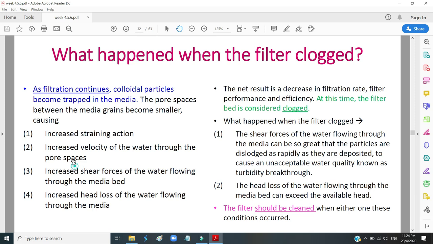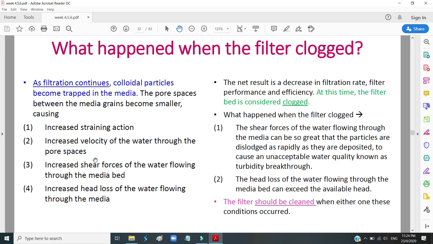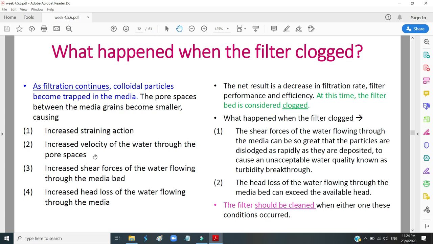Why will the velocity increase? Because there are a lot of these colloidal particles there, so the water can't move easily, there are obstacles, so the velocity will increase. Just like our blood vessels, when we have plaque in them, our blood cannot flow easily because it's blocked, so it needs higher velocity in order to flow, and this may cause a stroke, which is a very miserable state.